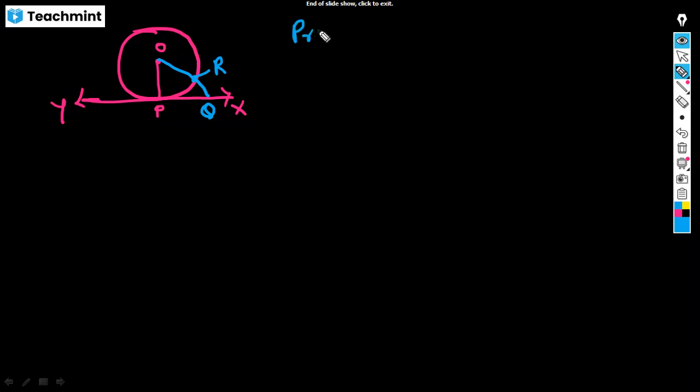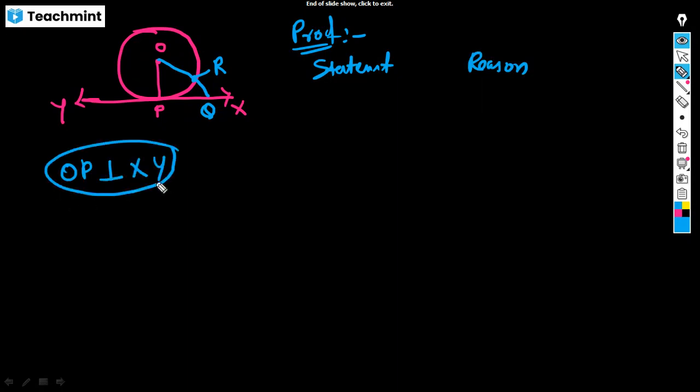How can you prove that? Observe the proof a little. First you write statement, and statement and reason for that. On what principle do you say it? What I need to prove is that OP is perpendicular to XY. This is the point I need to prove. How can you say it is perpendicular to XY? If you prove that OP is the shortest distance from this point of contact.